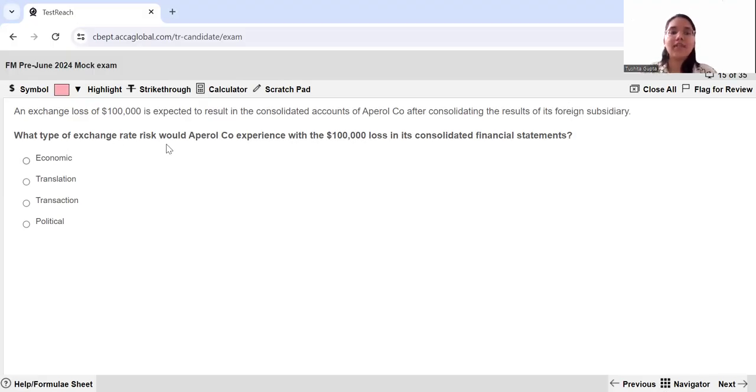So which type of exchange rate risk would Aperol Company experience with the $100,000 loss in its consolidated financial statements? Like I let you know, this is the loss which has arisen in the translation of the financial statements. So this is nothing but your translation risk. Translation risk is basically the risk that you will get a gain or a loss while you are consolidating the accounts from your foreign subsidiaries or foreign assets.